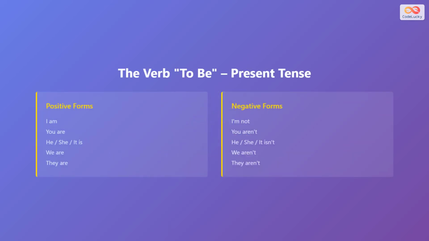First, let's review the present tense forms of the verb to be. For positive statements, we say, I am, you are, he/she/it is, we are, and they are. For negative statements, we add not to the verb. We say, I'm not, you aren't, he/she/it isn't, we aren't, and they aren't. These are the basic forms you need to know before making short answers.